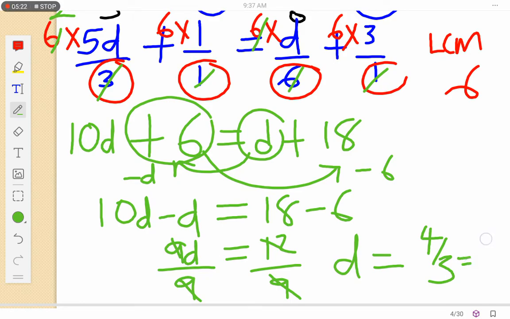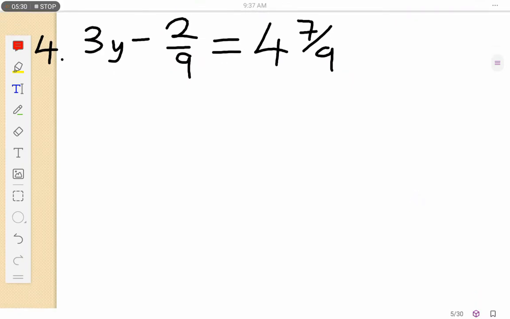And you can even say it's 1 and 1 over 3. It's one and the same thing. All these can be marked as correct. Okay, let's go to the next question.